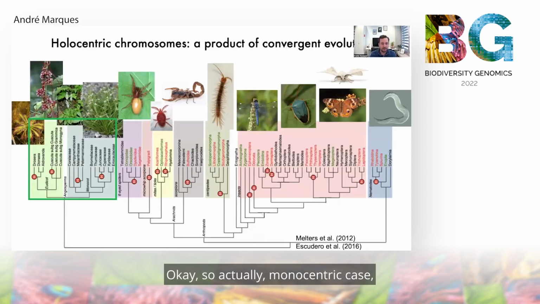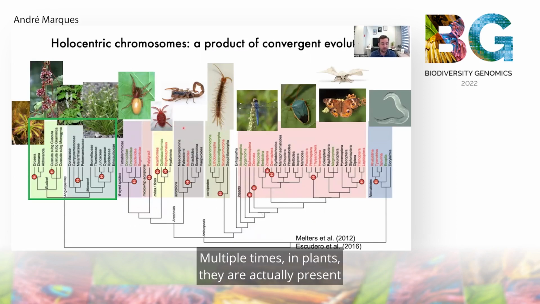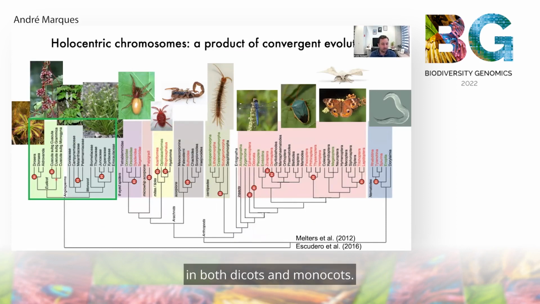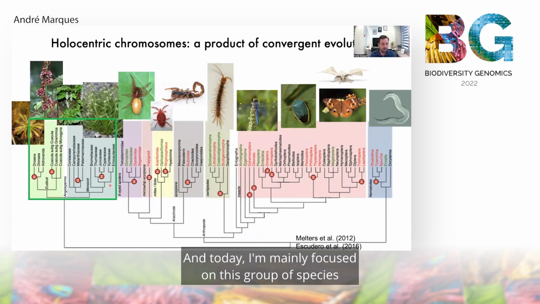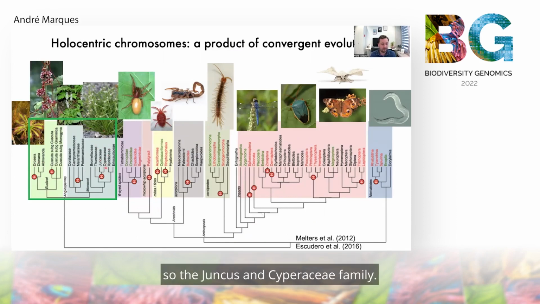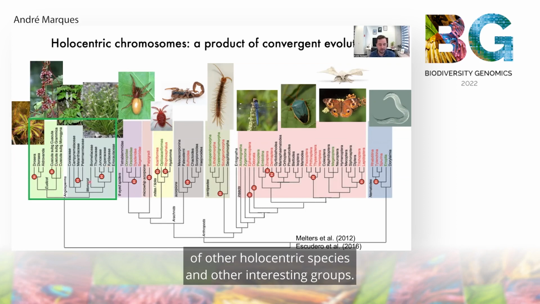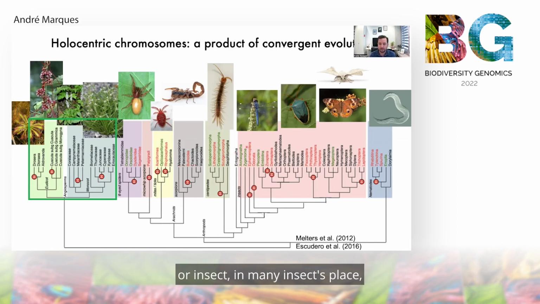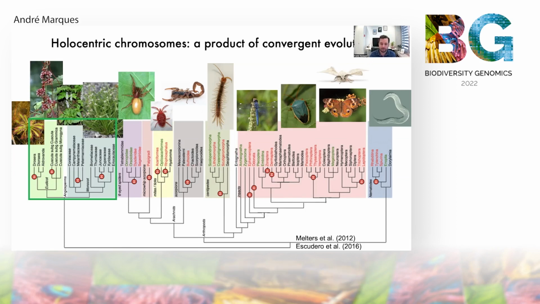Actually, holocentric species are quite common in several clades, and they independently originated in plants and animals multiple times. In plants, they are present in both dicots and monocots. Today I'm mainly focused on this group of species, the Juncus and Cyperaceae family. But we're also now expanding our efforts to sequence multiple genomes of other holocentric species and other interesting groups. They are also found in many animals. For instance, in many insect clades, we find them quite common.